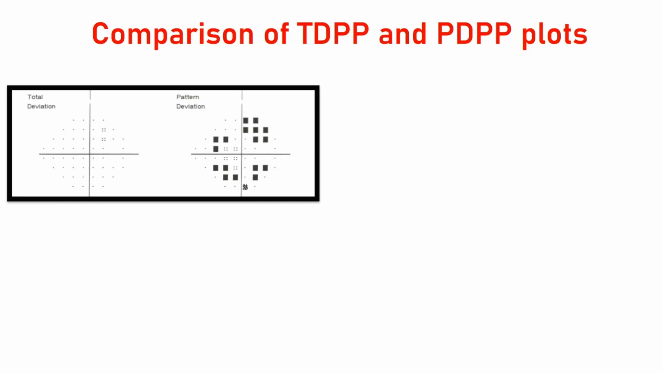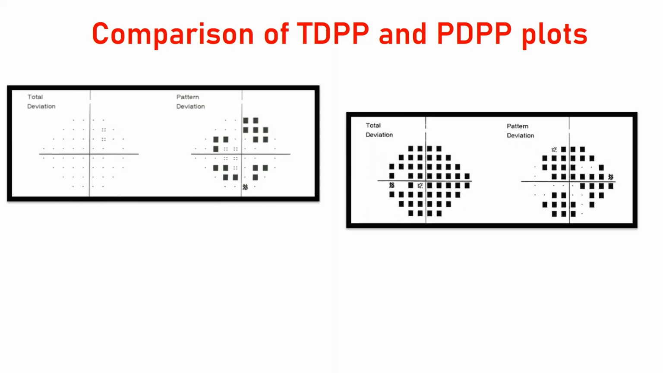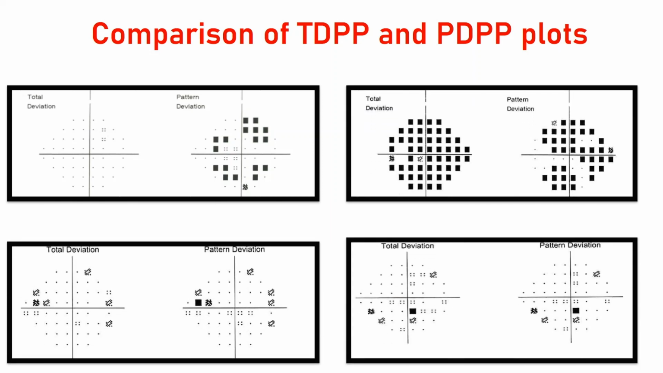A higher number of significantly depressed test points in pattern deviation probability plot than total deviation probability plot is one of the classical hallmarks of a trigger-happy field. It is interesting to see that the same is not seen in the different case scenarios.